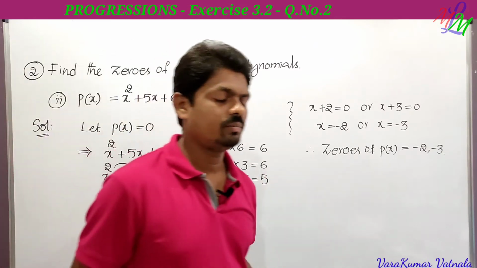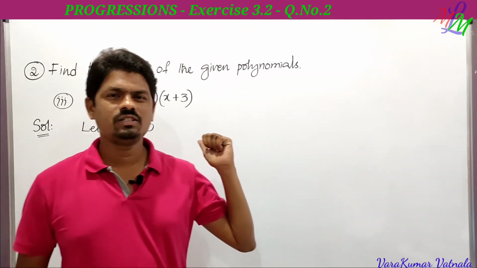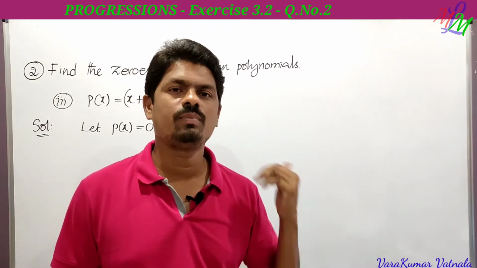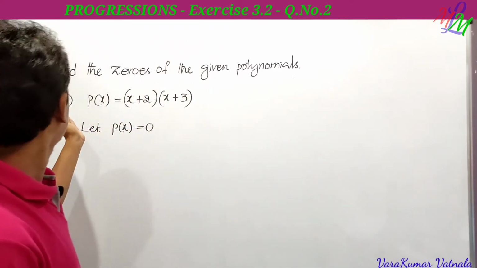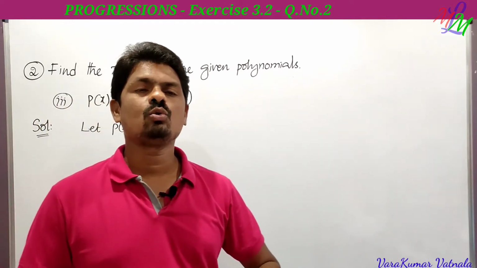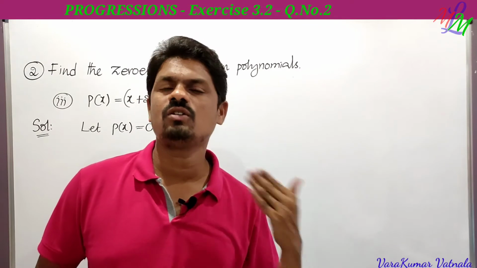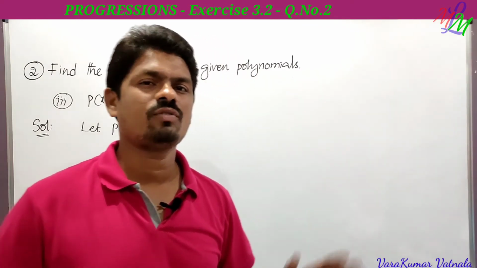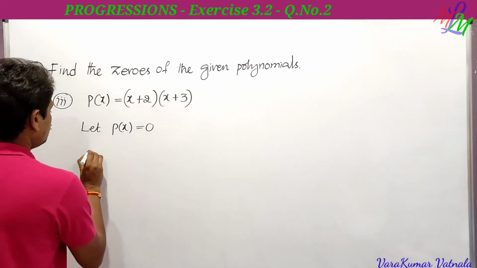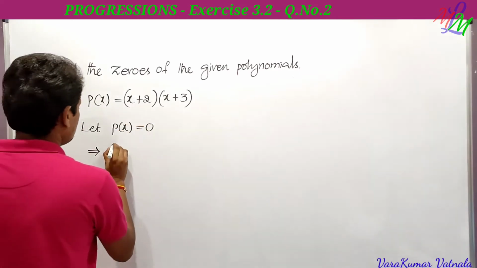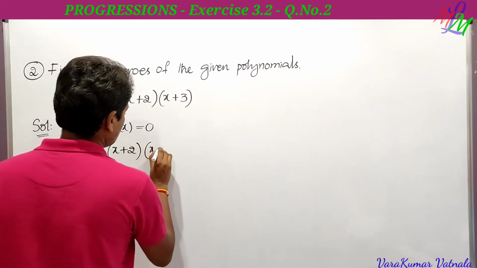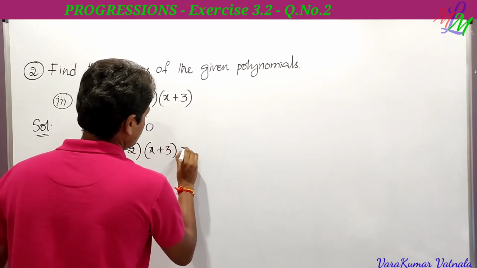Next we have to solve the third bit. This is the third bit in the second problem. Again we have to find the zeros of the given polynomial. So see here, p of x is equal to x plus 2 into x plus 3 is given. By equating p of x to 0, we have to find the values of x. So here let p of x is equal to 0. That implies x plus 2 into x plus 3 is equal to 0. So it is very easy.